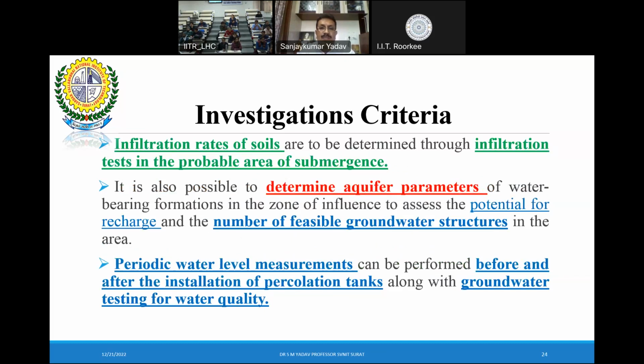The type of soil is to be determined through infiltration tests in the probable area of submergence. It is also possible to determine aquifer parameters of the water-bearing formation in the zone of influence to assess the potential for recharge and the number of feasible groundwater structures in the area. Periodic water level measurements can be performed before and after the installation of percolation tanks, along with groundwater testing for water quality.